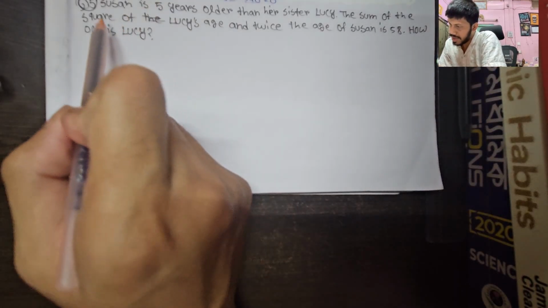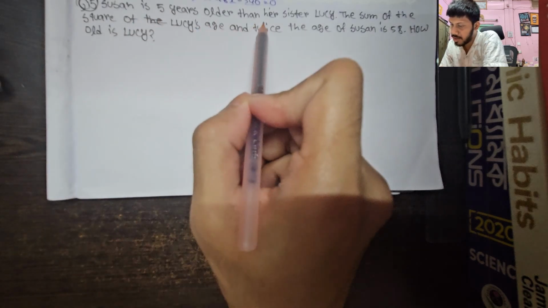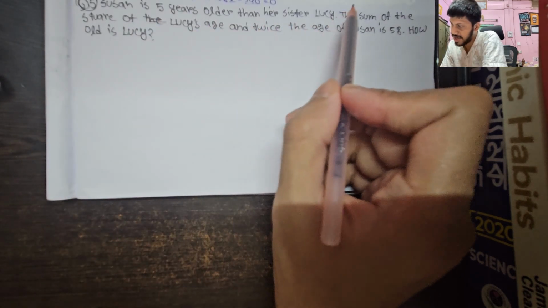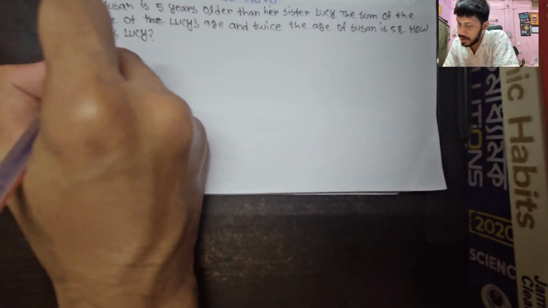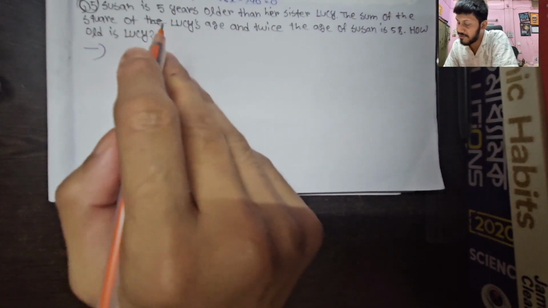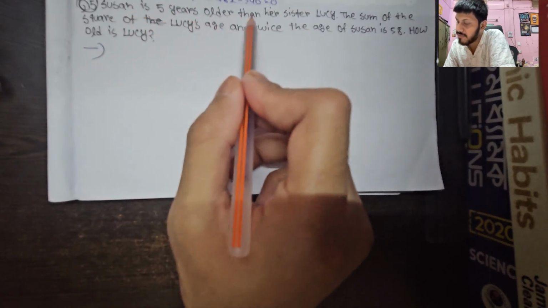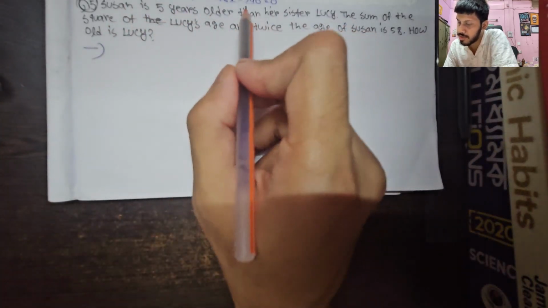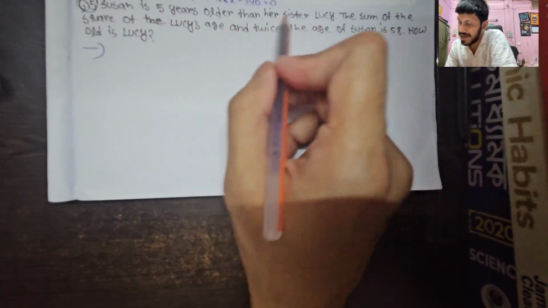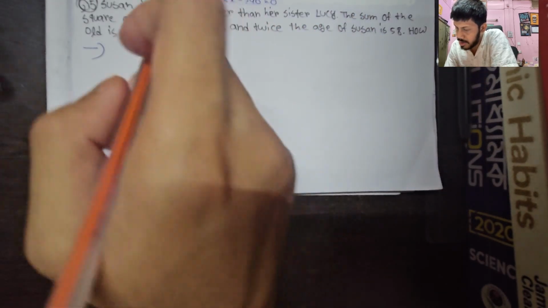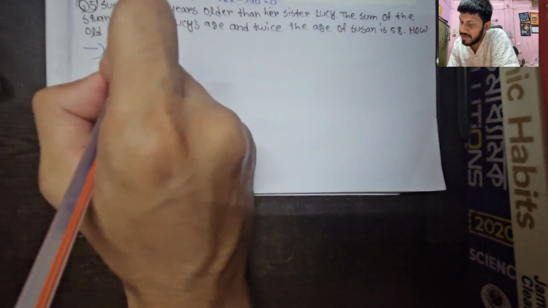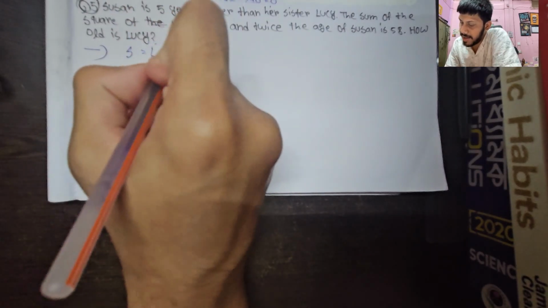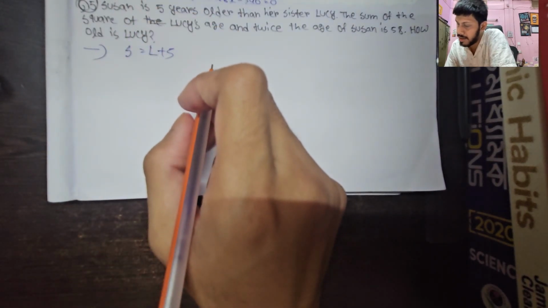Okay, so next we have: Susan is 5 years older than her sister Lucy. First, let's write what we understand. Susan is 5 years older than her little sister Susie. It's just context, her little sister Susie. We don't need to learn that. Let's say S is Susan's age, and S is L plus 5, where L is her little sister Lucy's age.